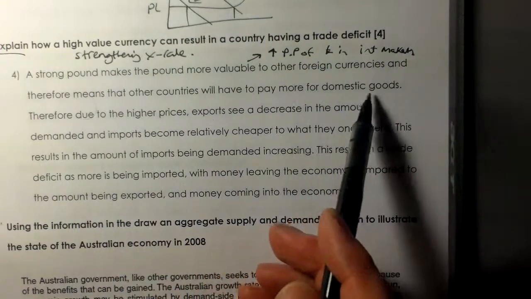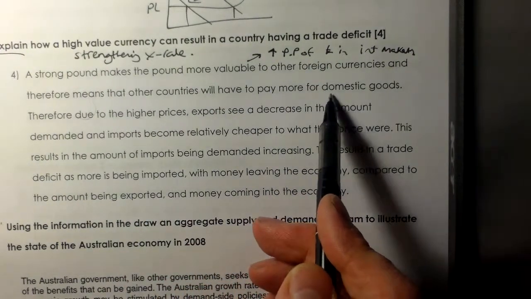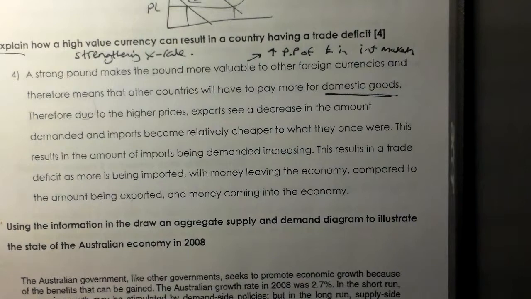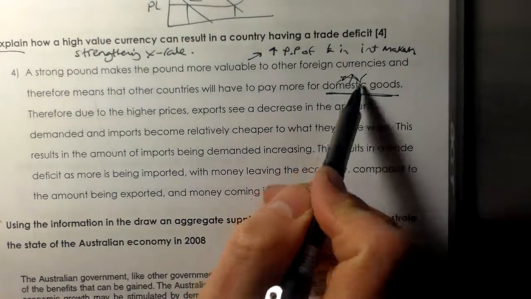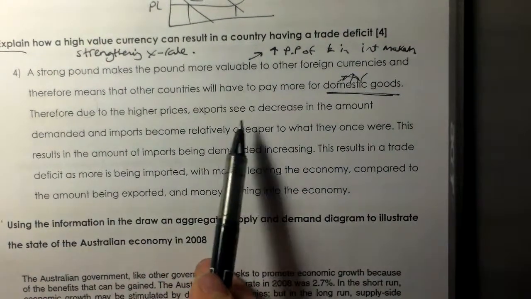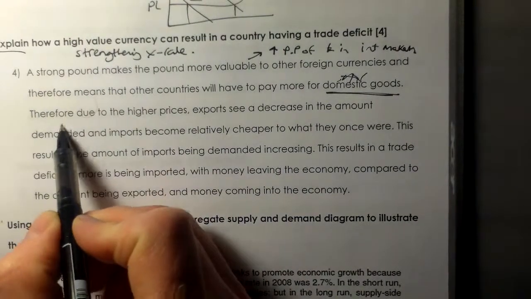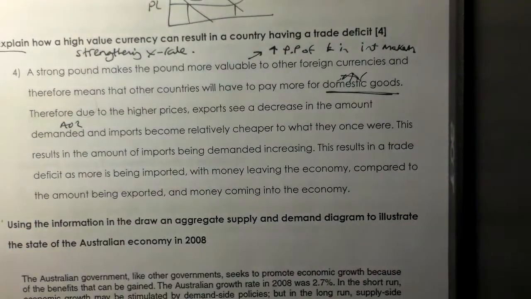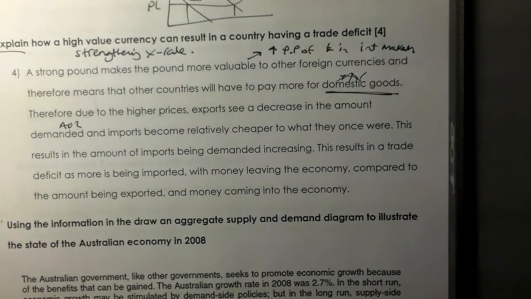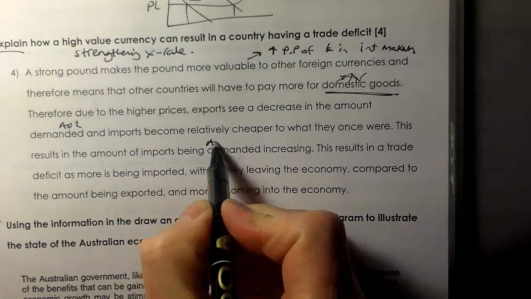This makes other countries have to pay more for domestic goods, so it's highlighting that foreign economies will pay more. Therefore, due to the higher prices, exports will see a decrease in the amount demanded. EO2, and imports become relatively cheaper to what they once were. This results in the amount of imports demanded increasing.